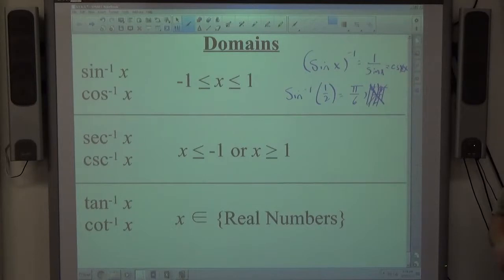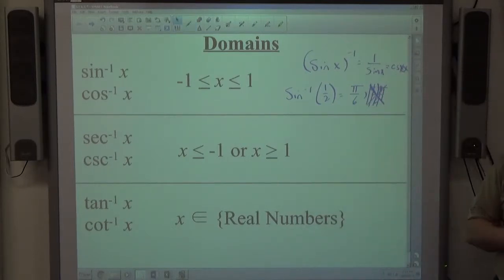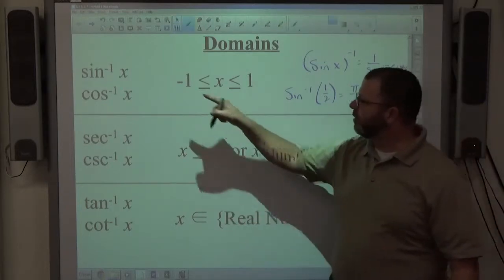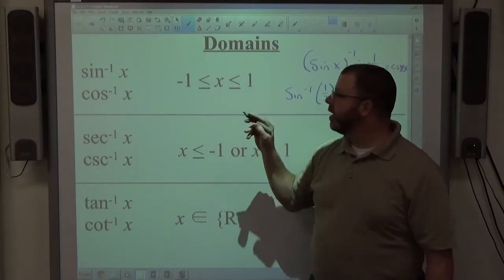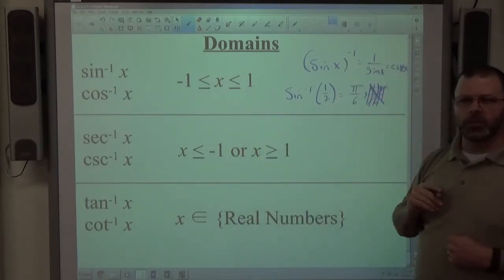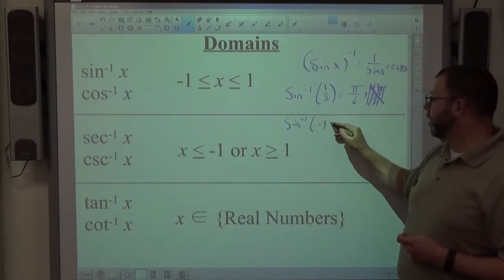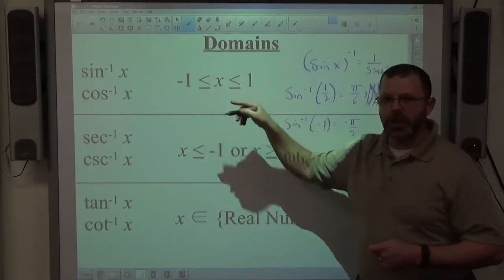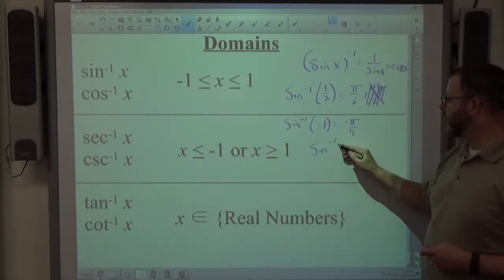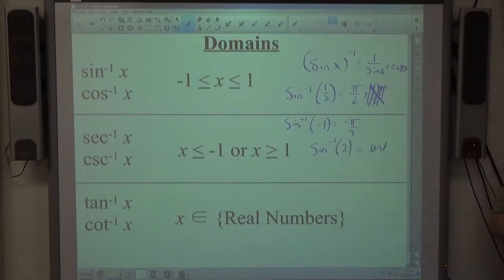The domain of these is what's important mainly if we're trying to evaluate. If I'm trying to do inverse sine or inverse cosine of anything, that anything has to be between negative 1 and 1. Inverse sine of a half is possible because it's between negative 1 and 1. Inverse sine of negative 1 is negative pi over 2. That's possible because negative 1 equals x. If I try to do inverse sine of 2, that does not exist, it's undefined. Sine cannot equal a number bigger than 1 or less than negative 1.